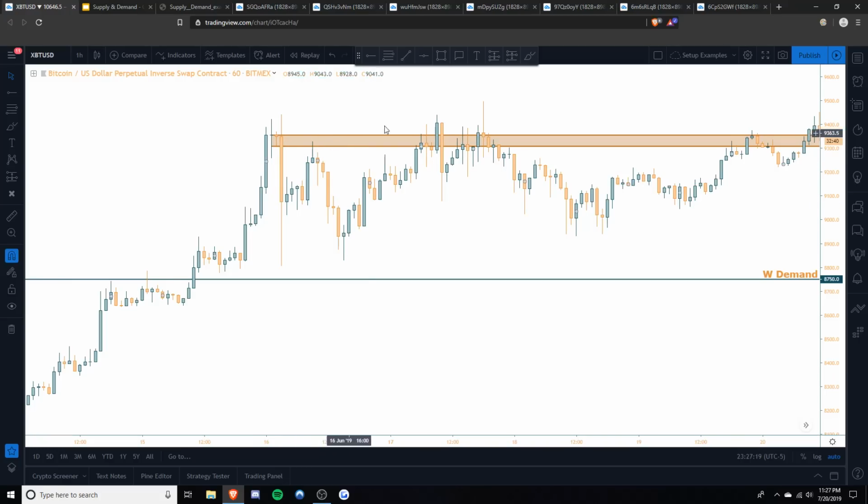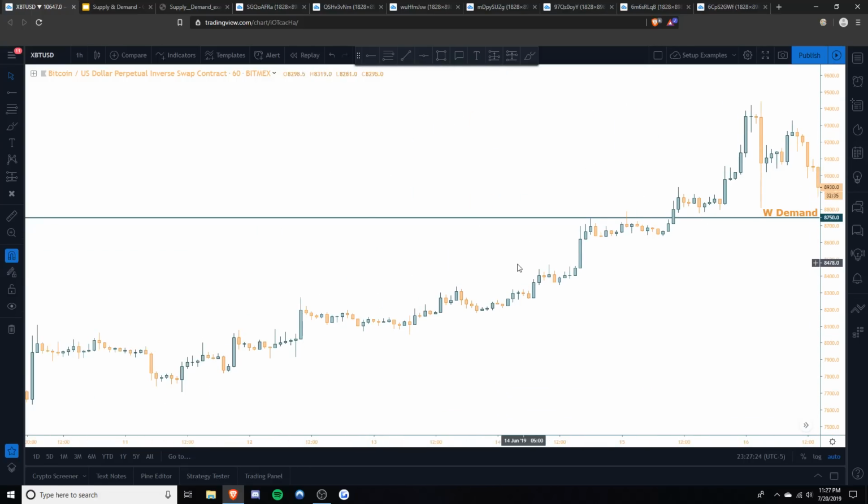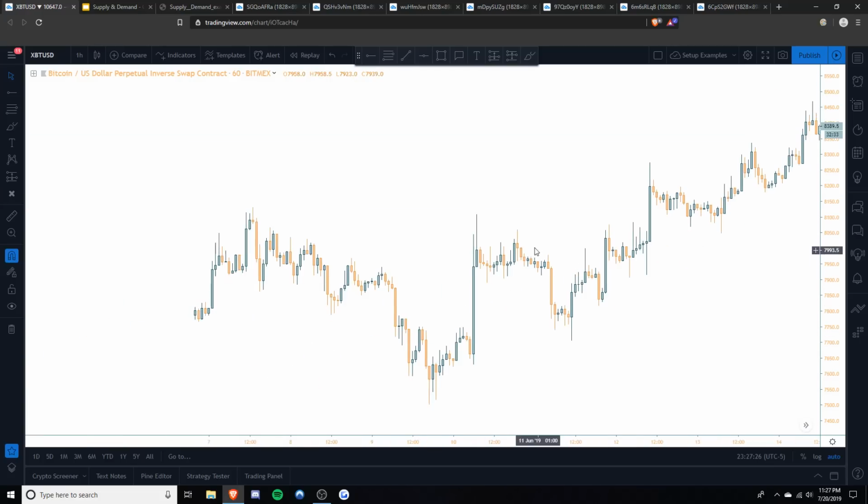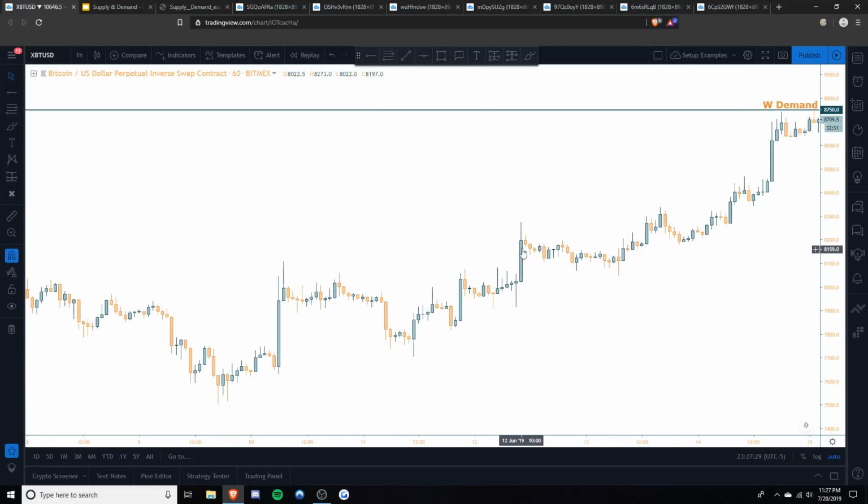Could have retested it right there. I'm not really going to count that because I don't want to go to a lower time frame, it'd restart me all the way back over there and all that. Here we just have some solid uptrend.